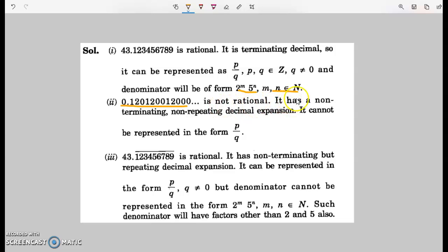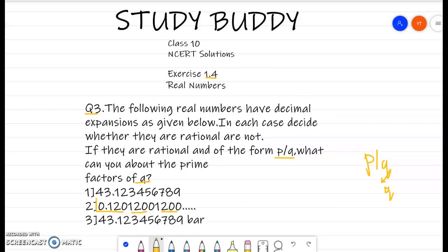Since it has a non-terminating, non-repeating decimal expansion, it cannot be represented in the form of p by q. That is, it cannot be represented in the form of a rational number.